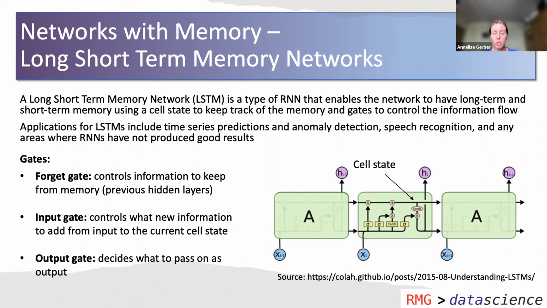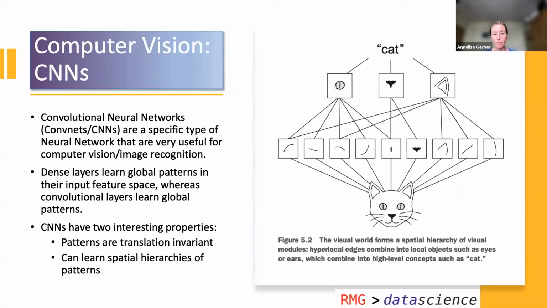So these are networks that can deal with memory. Now I'm going to introduce another type of networks which have been very successful with basically image processing, computer vision, etc. And these are what are called convolutional neural networks.